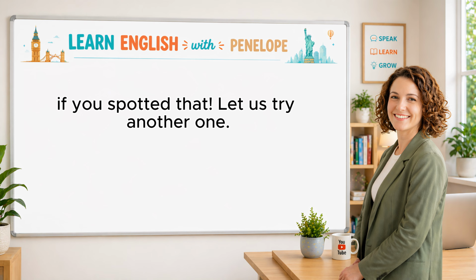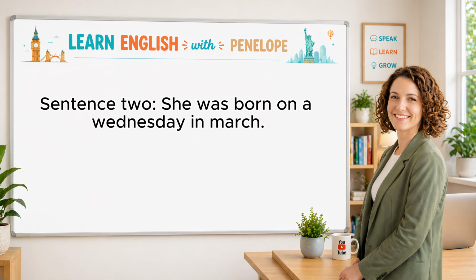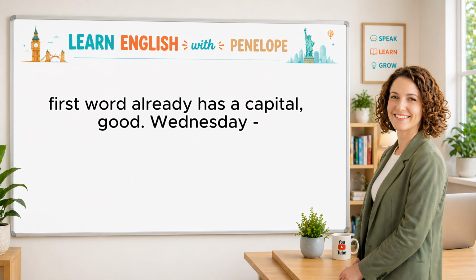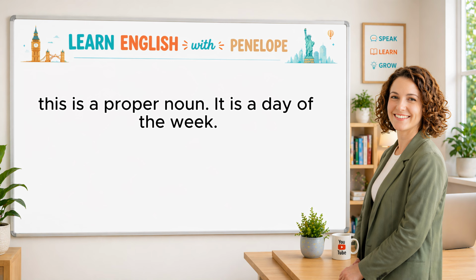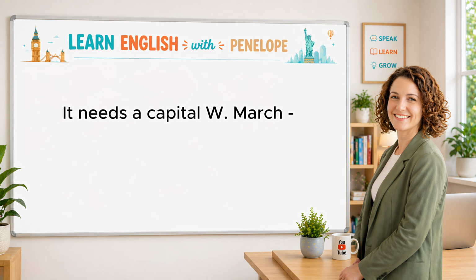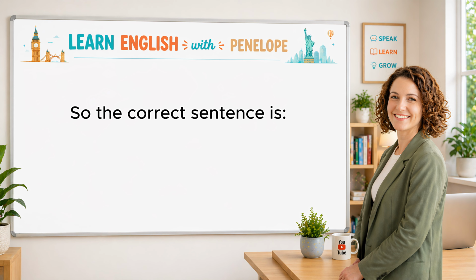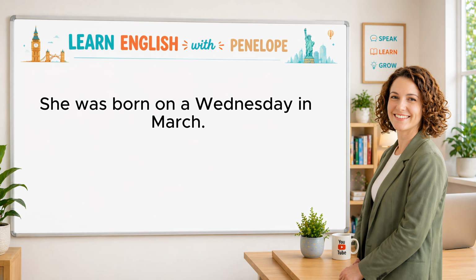Let us try another one. Sentence 2. She was born on a Wednesday in March. Let us check. She. First word already has a capital, good. Wednesday. This is a proper noun. It is a day of the week. It needs a capital W. March. This is also a proper noun. It is a month. It needs a capital M. So the correct sentence is, she was born on a Wednesday in March.